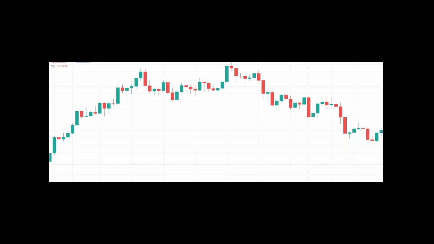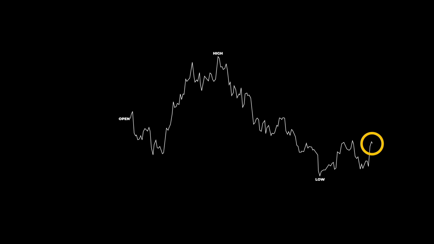Alright, what are the Japanese candlesticks? In order to create a candlestick chart, you must have a data set that contains open, high, low, and close values for each time period you want to display.